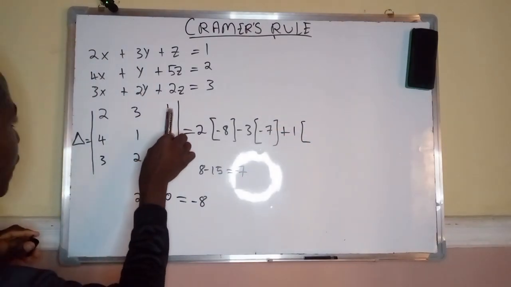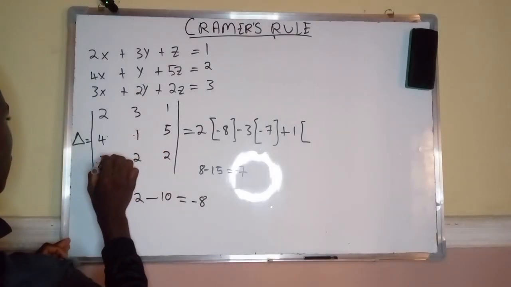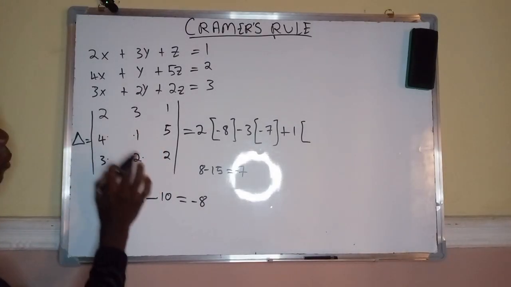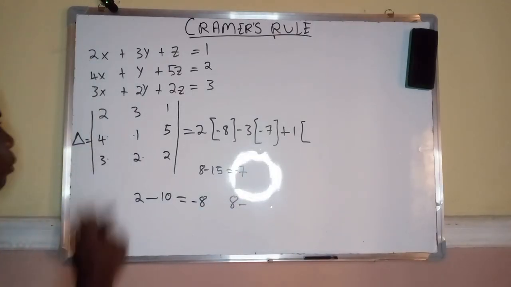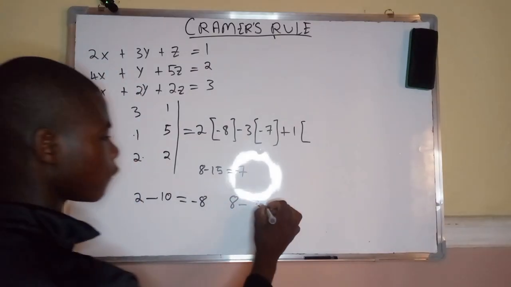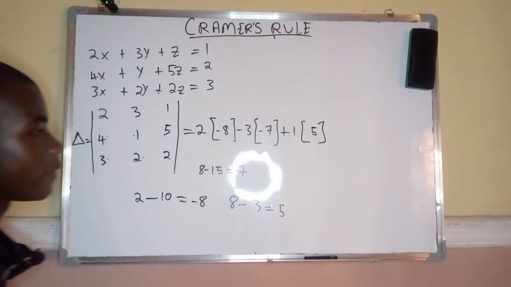So therefore, I will delete this row and this column. I'm having 4, 1, 3, and 2. So therefore, 4 multiplied by 2, which is 8, minus 3 multiplied by 1, which is 3. And therefore, I'm having 5. So therefore, this is 5.